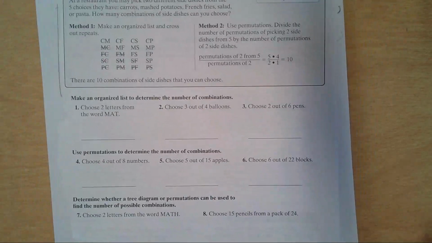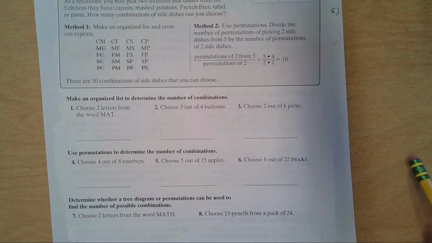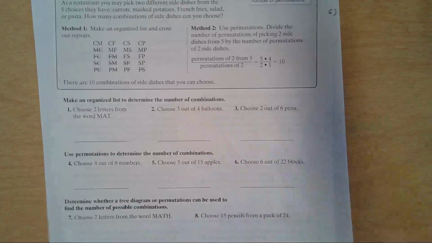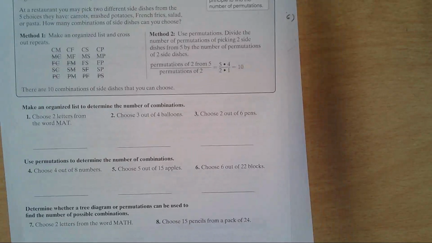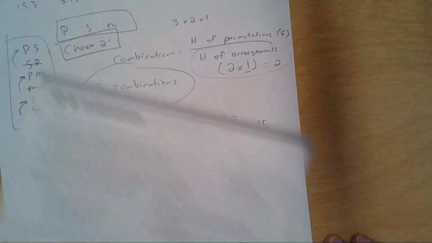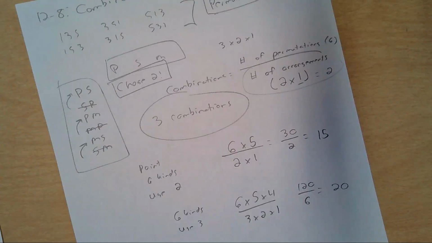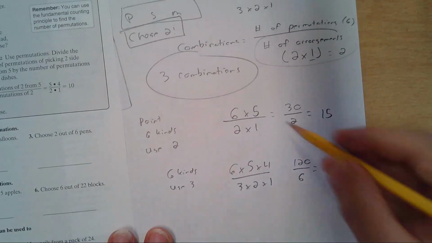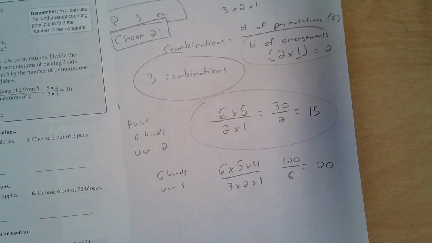So why don't we try a few out here. Number 3, you do not have to make an organized list unless you really want to. I wouldn't want to. But I'm more interested in finding the number of combinations here. So 2 of 6 pens seems eerily similar to 2 of the 6 paints that we have just done here. So hopefully we all can say the answer is 15? 15, yeah. Oh, say 60. Did you say 60?